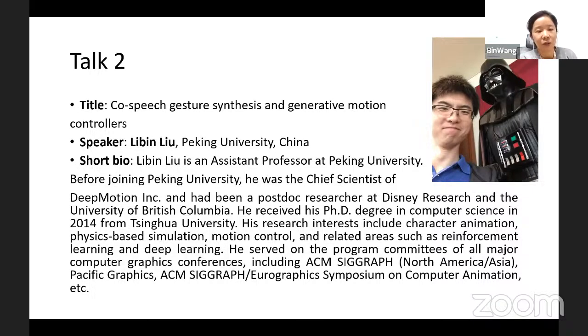The next talk is entitled Co-Speech Gesture Synthesis and Generative Motion Controllers. The talk will be given by Professor Libin Liu from Peking University. I have known Libin for many years, and he got his PhD degree from Tsinghua University. Now he's an assistant professor at Peking University. His research has been recognized by multiple awards. Particularly, I want to mention that one of his most recent works won the first SIGGRAPH Asia Best Paper Award, and he will also introduce this work today in the talk. So let's welcome Libin for his talk.